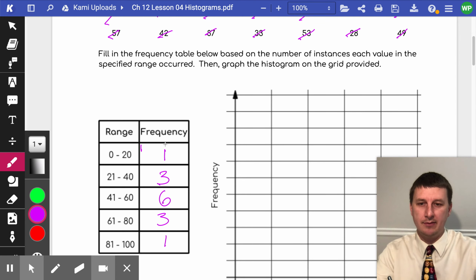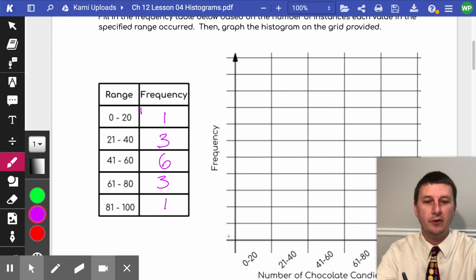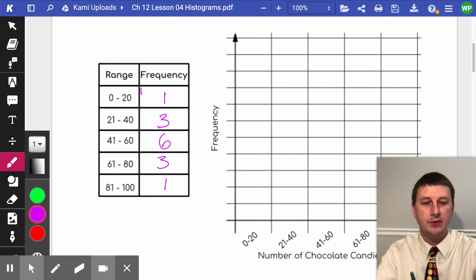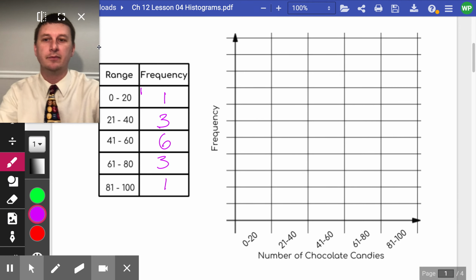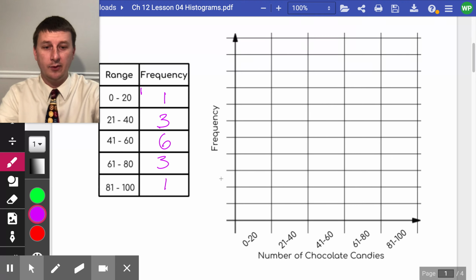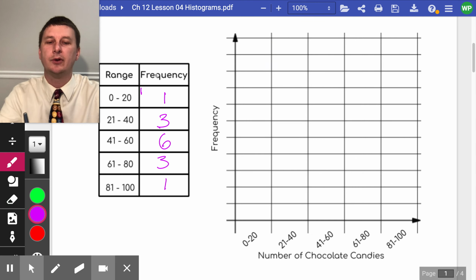If I look at my frequency table, it shows something that looks very symmetrical. Now, this is not always the case, but this is going to be a symmetrical distribution. To graph this histogram, you'll notice that on the x-axis, we have the number of chocolate candies, and we have each range of values over there. I'm just going to move myself out of the way. Now I'm going to look at 0 to 20 and think about how many times that frequency occurred. It's once. So I go up to 1 on my y-axis, but these are not numbered. So I want to make sure to label them 0, 1, 2, 3, 4, 5, and 6.